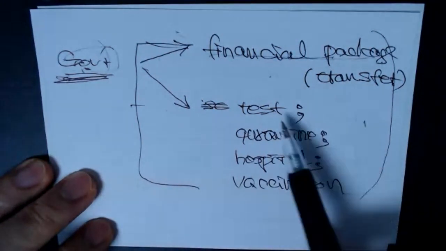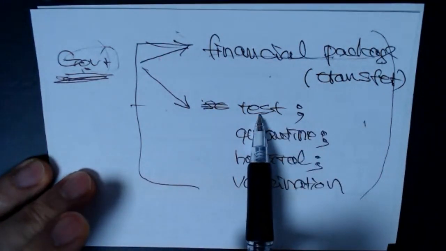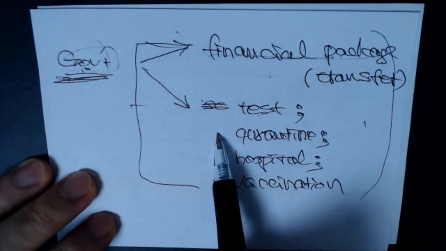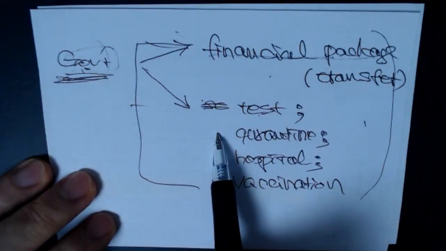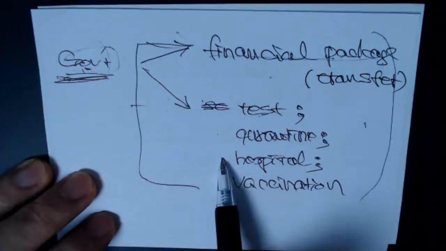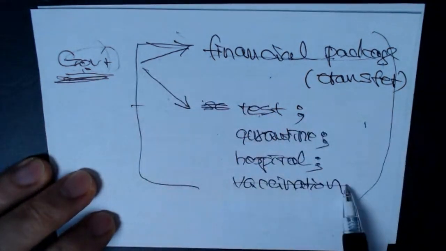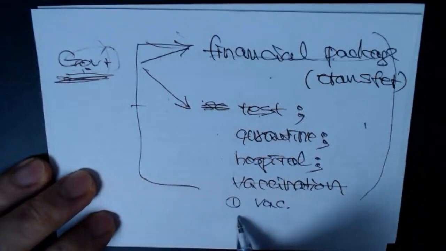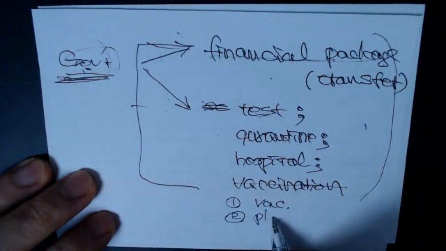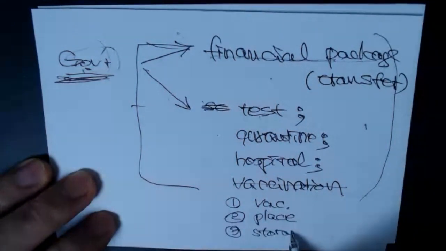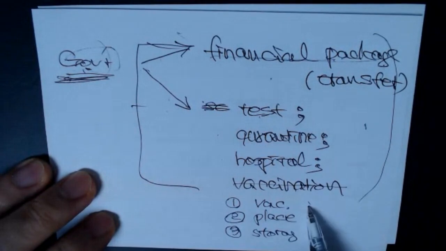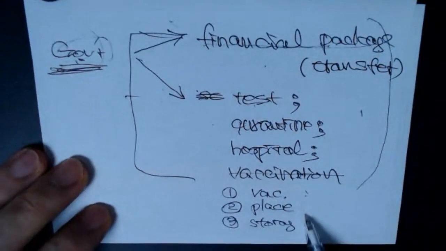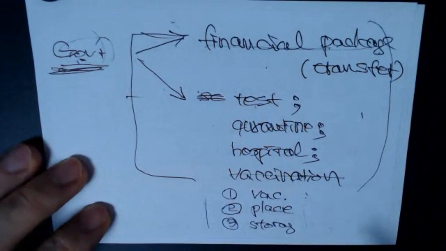Another side of activities: increasing the number of tests, keep occupying and securing the quarantine buildings and quarantine areas, and sending people to the hospital. Prepared vaccination: you have to purchase vaccine, you have to hire a place, you need to have storage, and you need a huge amount of manpower.